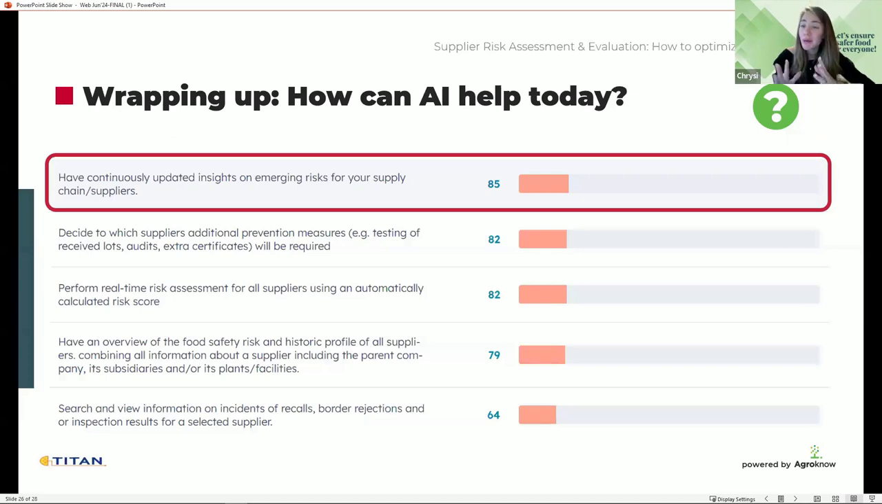In order for us to do the wrap up, we have here the results from a form that we shared with the people who registered for this session today. And we can see that for all of you, it's very important to have access to updated insights on emerging risks for your supply chain, and of course for your suppliers as well. And I think ultimately, this is the question that we tried to answer through today's session and webinar. How can AI and analytics around data help with that particular pressing challenge for all of you?